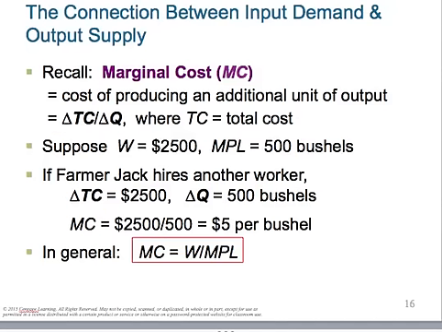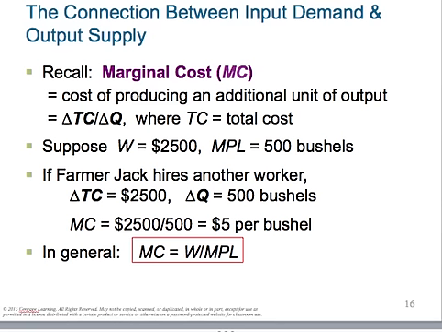So there's a connection between input demand and output supply. Recall that marginal cost, MC, is simply the cost of producing an additional unit of output. So what does it cost me to produce one more unit of output as a firm? This can be translated as the change in total cost given the change in quantity. So say I produce one more unit, how does that affect my total cost? So that's your marginal cost to produce one more. Remember in economics, marginal means one more. So in this example, it's what's my cost to produce one more.